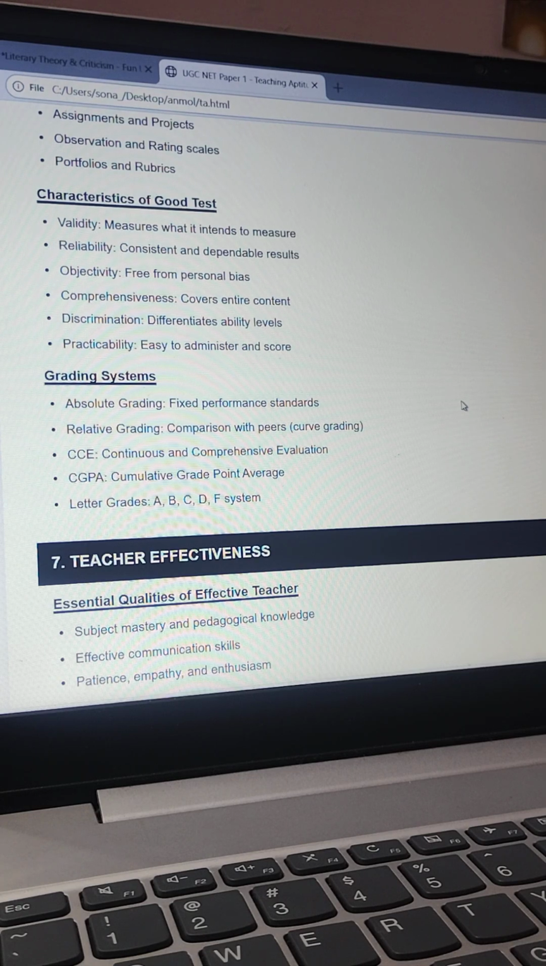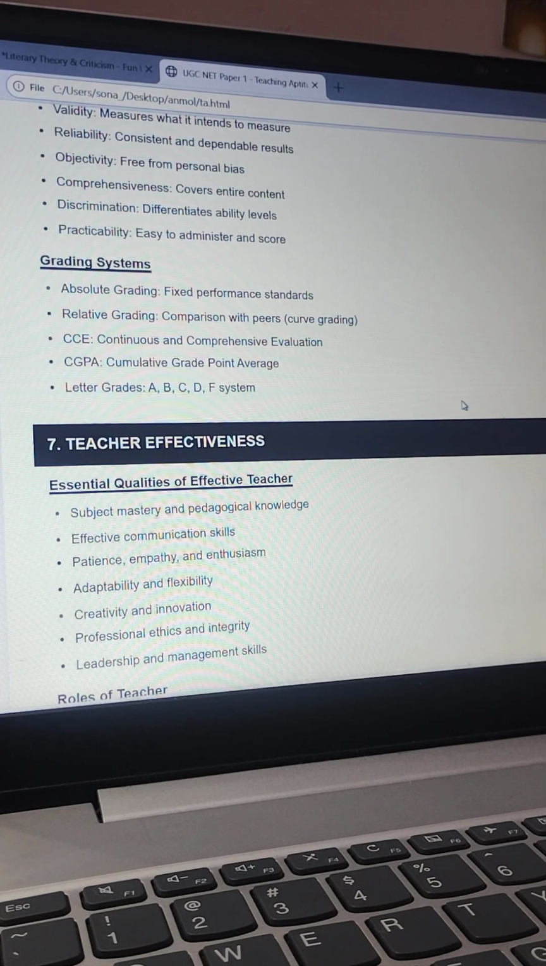Talking about the grading system, we have absolute grading, which has a fixed performance standard. Relative grading, which has comparison with peers, that is curve grading. CCE, that is continuous and comprehensive evaluation. CGPA, which we all got in our 10th and 12th, like this much CGPA, that much CGPA, or in our graduation and all programs we have the CGPA system, which is cumulative grade point average. And letter grades, as we all know, A, B, C, D, F system.